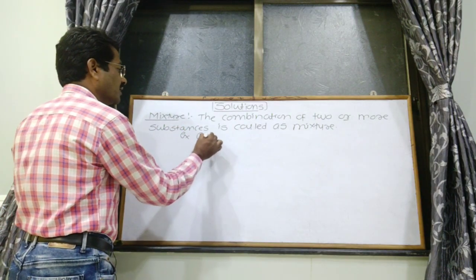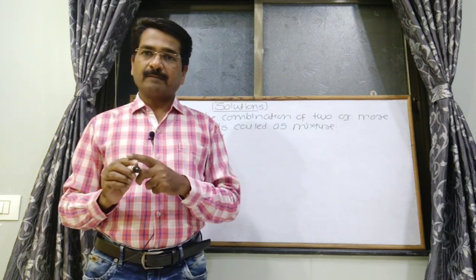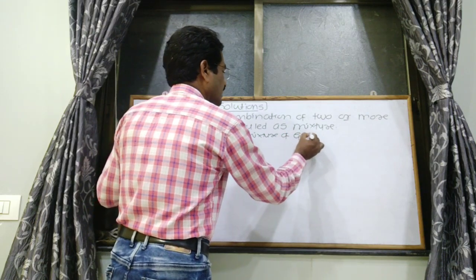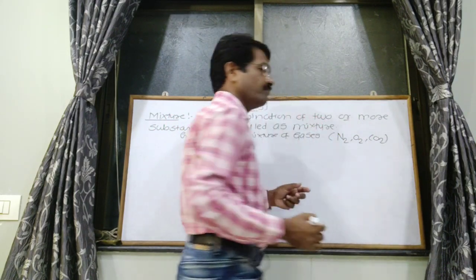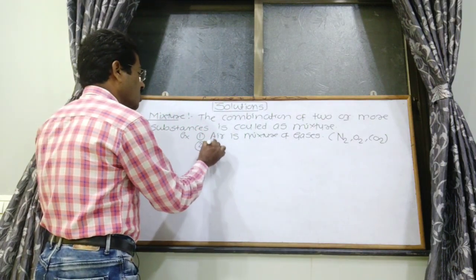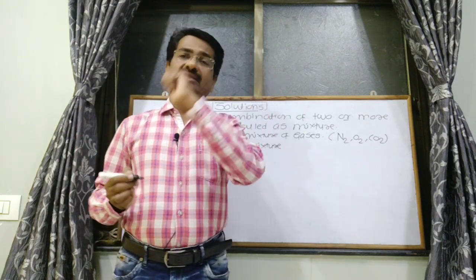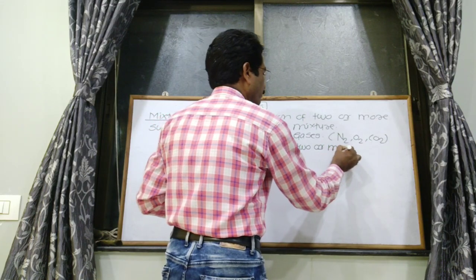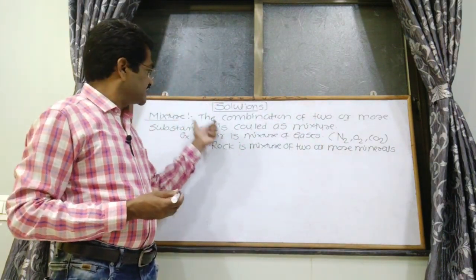For example, first example, air around the earth forms the atmosphere. So air is a mixture of gases. Those gases may be N2, nitrogen, oxygen, carbon dioxide, mixed with each other to form the mixture of air. Second example is rock. Rock is a mixture of minerals, containing two or more minerals. Two or more minerals combine together to form rock. So both are examples of a mixture.